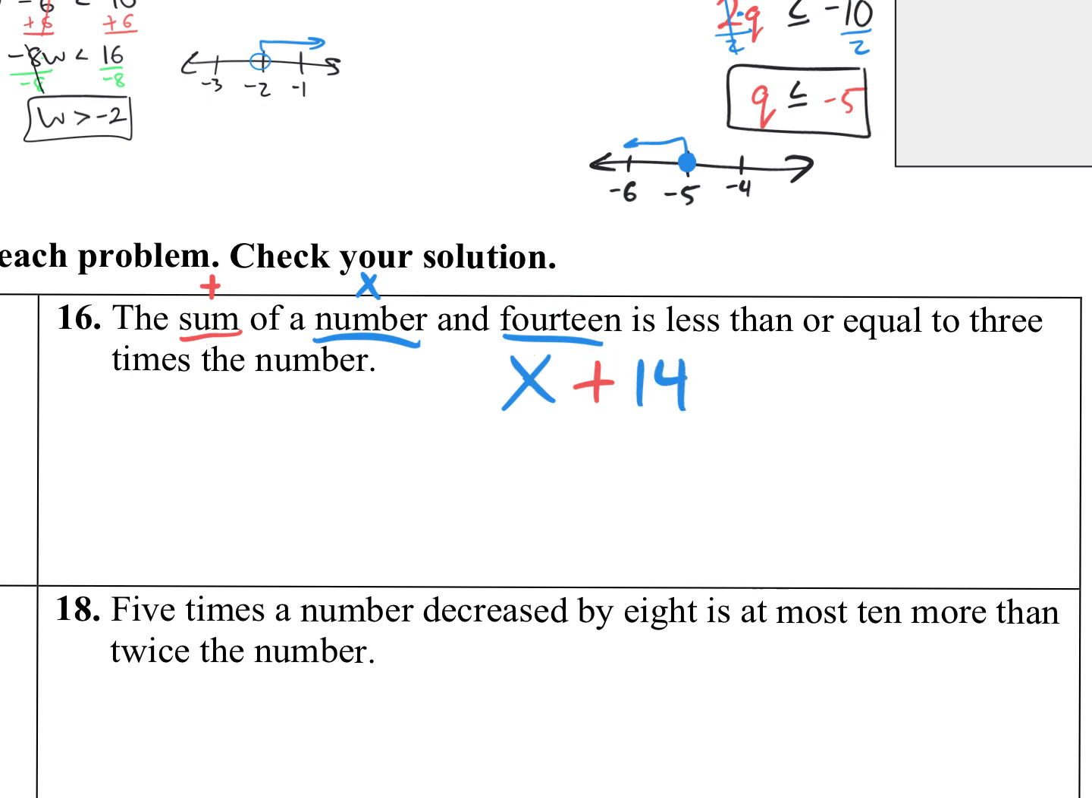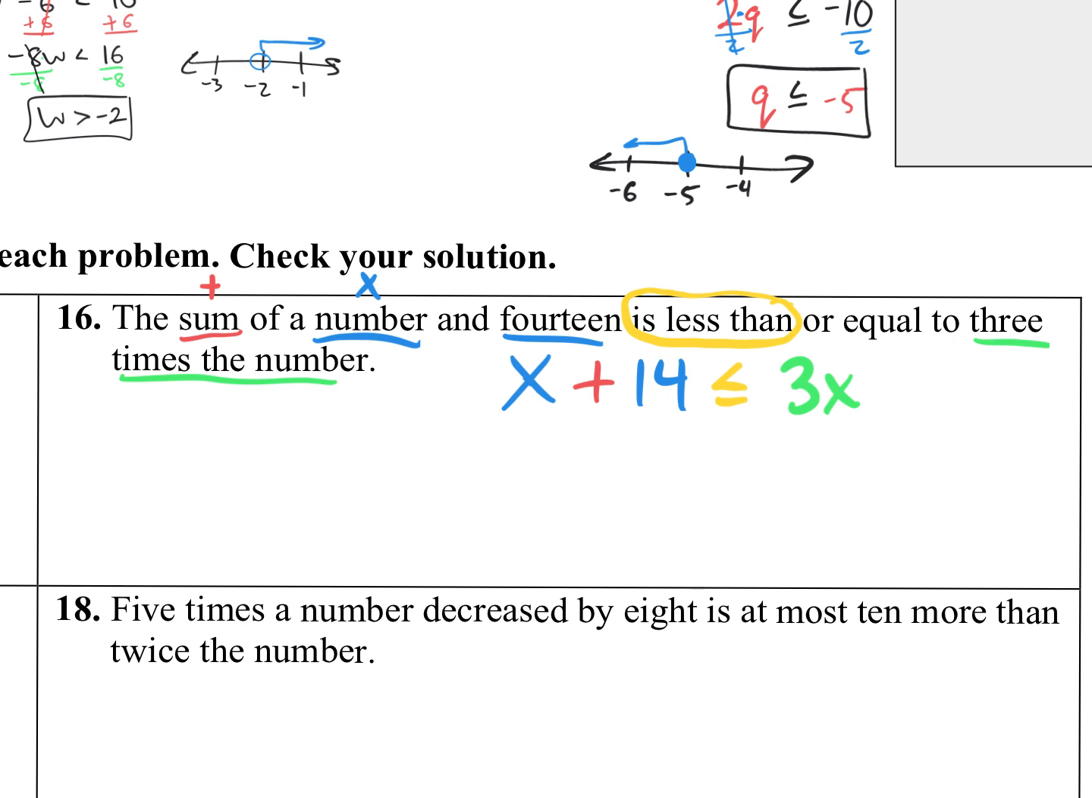The sum of a number and 14 is less than. It doesn't say is at least or is at most. It's saying is less than, straight up, is less than or equal to what? To 3 times the number. Okay, so 3 times the number is simply 3 times the number. What number? That same number that we did over here, which was x. So you really have x plus 14 is less than or equal to 3x.